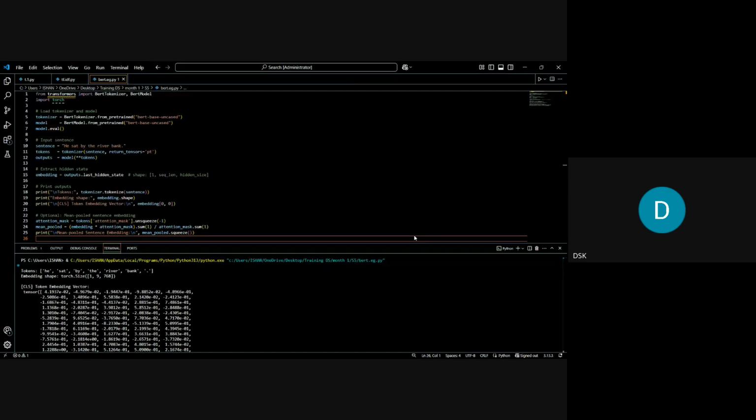Then we are going to tokenize the input sentence, that is, the sentence is "he sat by the river bank". The tokenizer converts the sentence into input IDs and attention masks for the model. It also breaks words like bank into subword tokens if needed. The tokens generated for "he sat by the river bank" will be separated by commas, and even the punctuation mark will be considered a single token. Then the BERT model output is given.